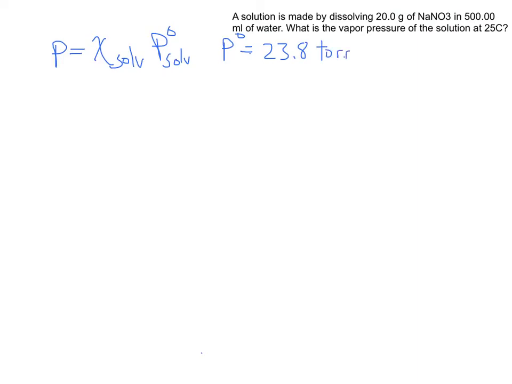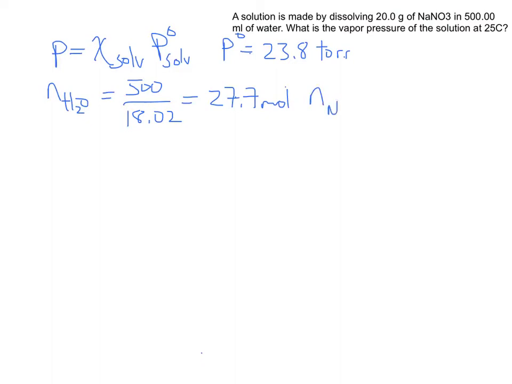Okay, so I need some mole amounts. My moles of water, I'm going to abbreviate moles with the letter n, is equal to 500 mL, which is also 500 grams of water, divided by the molar mass of water, and that gets me about 27.7 moles of water. Then I've got to get my moles of sodium nitrate, NaNO3. I've got 20 grams of that divided by the molar mass of sodium nitrate, which is about 85 grams per mole, and so my moles of sodium nitrate is 0.235 moles.